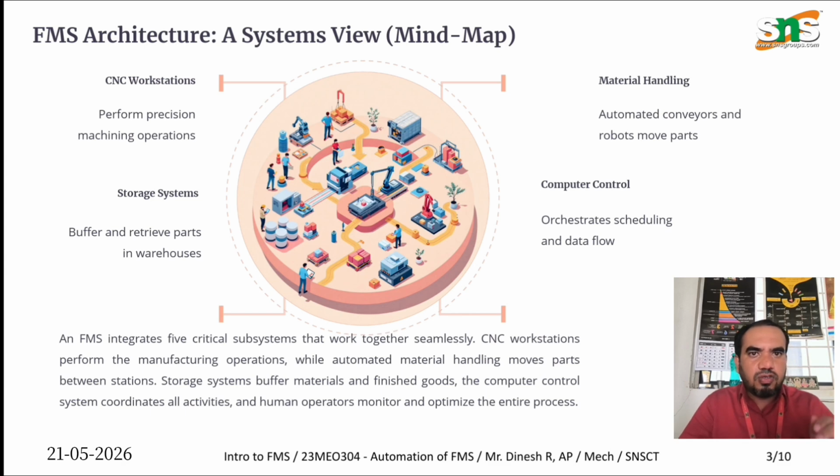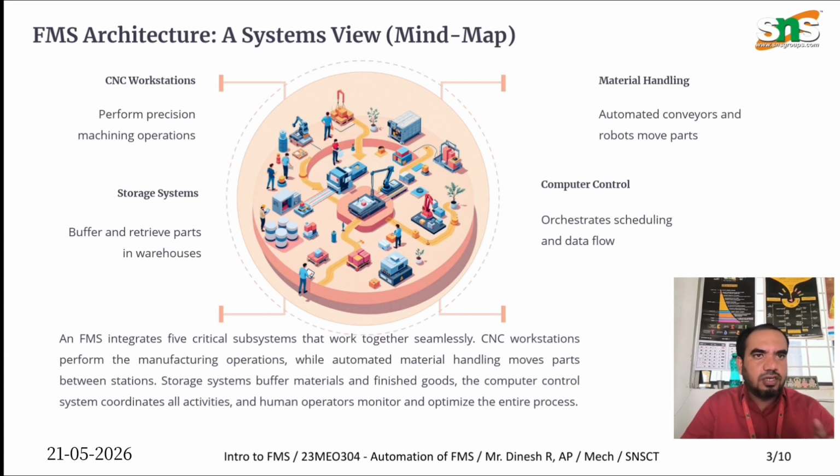It is followed by the storage system. In the storage system, the parts are stored. For example, we can call any warehouse a storage system. The third one is material handling. As we saw in our first video, material handling is transferring material from one place to another. For example, we can use conveyors, automated conveyors, AGVs, or robots for moving parts from one place to another.